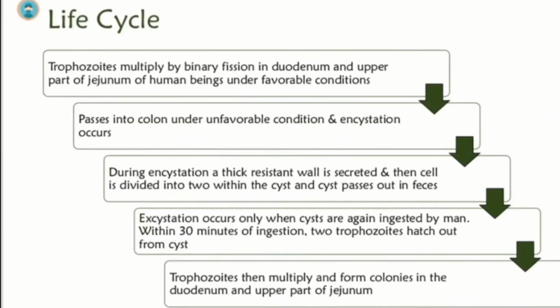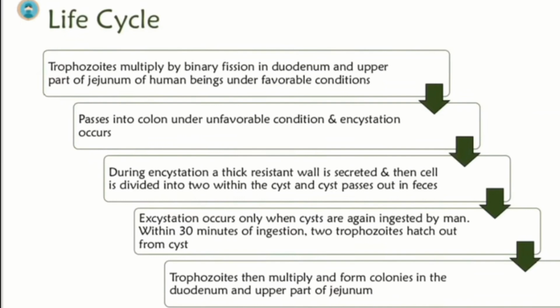Life cycle of Giardia lamblia. Trophozoites multiply by binary fission in the duodenum and upper part of jejunum of human beings, but this occurs in favorable conditions. Under unfavorable conditions they pass out into colon and encystation occurs. Encystation means that trophozoites will get converted into cyst forms.